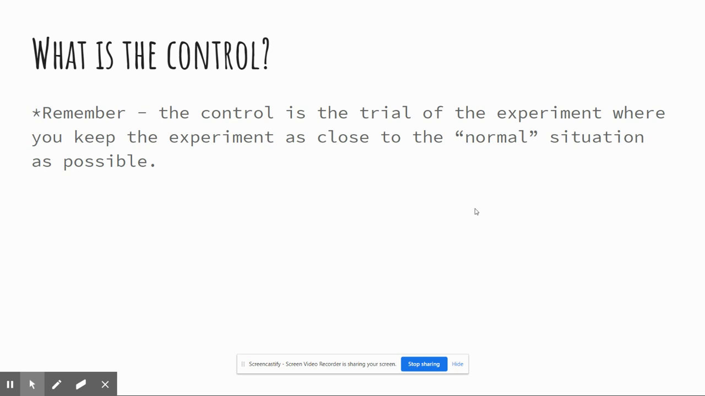And then we had one that was cold, right? Do we usually make a glow stick cold before we use it? No, so that's not our control. So our control here would be the room temperature glow stick because it's the as close to normal situation as possible.